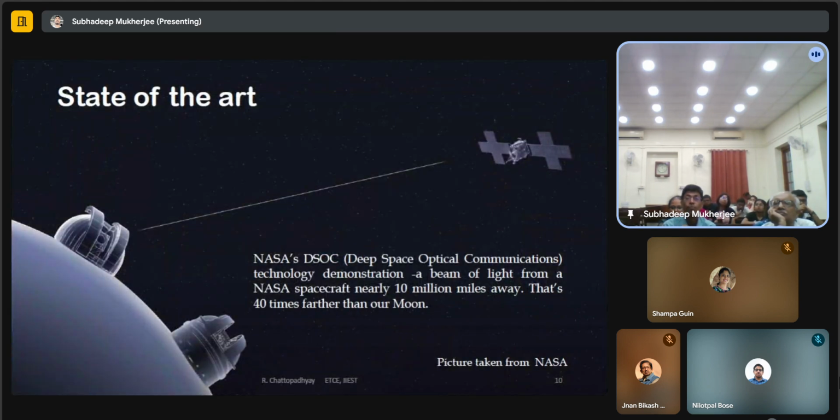To state the state of the art, a few months ago there was news that NASA Deep Space Communication actually received an image sent by a distant satellite, almost 40 times farther than our moon, through our ground station. This image had been encoded into a light signal, and the light signal traveled from the ground station to the satellite and then came back. This was one of the major successes we have had to date for deep space communication, and it was done through optical communications.